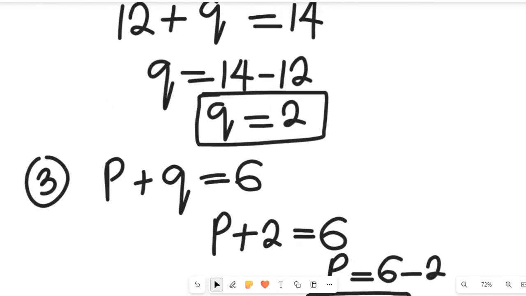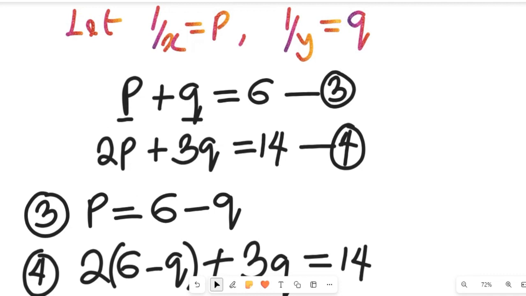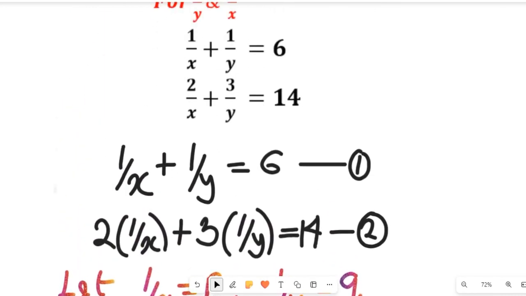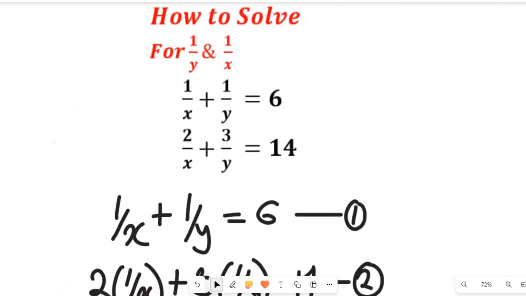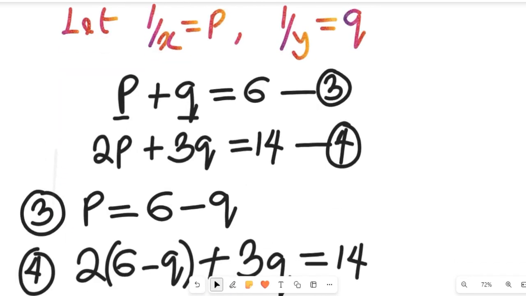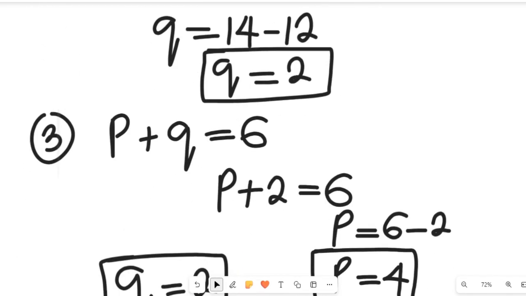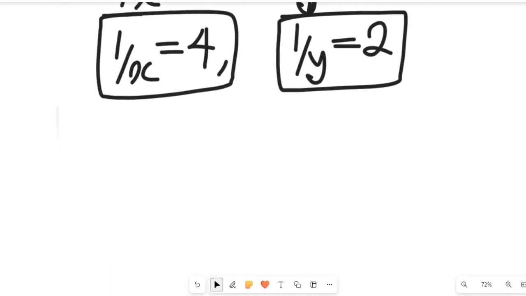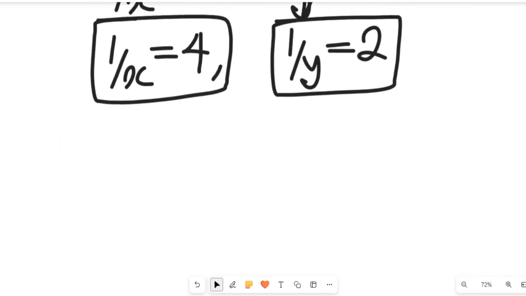Now take note, from the original question, you are not asked to find the value of x, you are asked to find the value of the reciprocal of y and x. Take note, because that can create a lot of confusion. So the solution to that expression is 1 over x is equal to 4, and 1 over y is equal to 2.